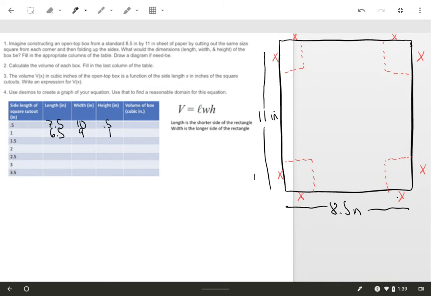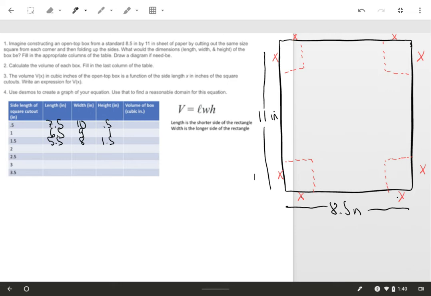Hopefully you're starting to see a pattern here. So if I make the square side length 1.5 inches, so that means I take off 1.5 inches here and 1.5 inches here, that's going to bring me down to 5.5 inches, because that's going to take 3 inches off the original 8.5 inch length. And on this side, again, if I take off 1.5 inches here and 1.5 inches here, that's going to bring me down 3 inches of width to a total of 8. And that will make my height 1.5 inches.